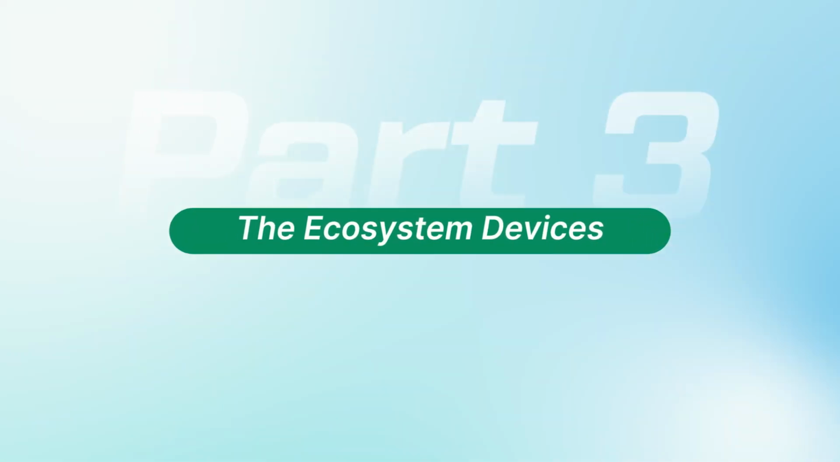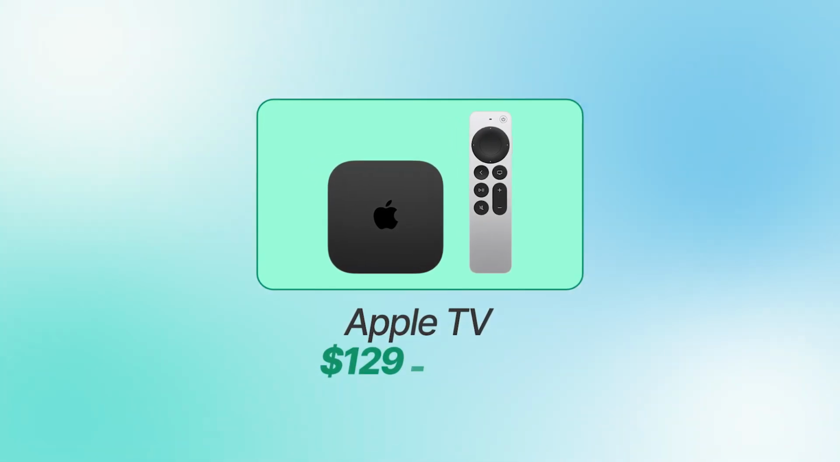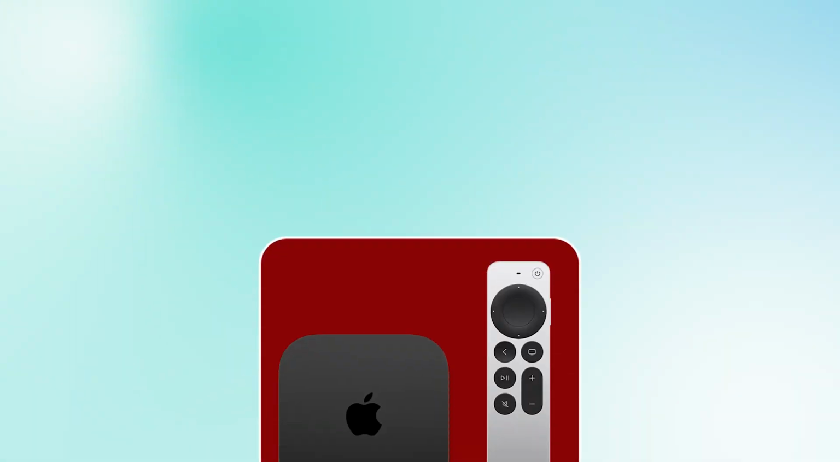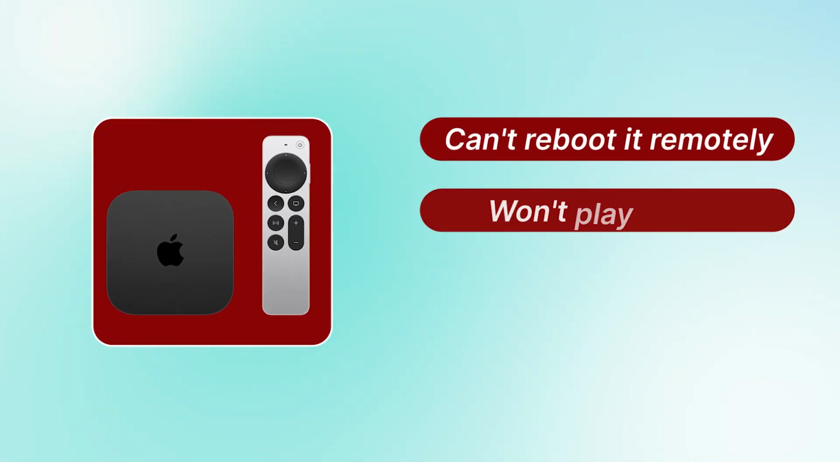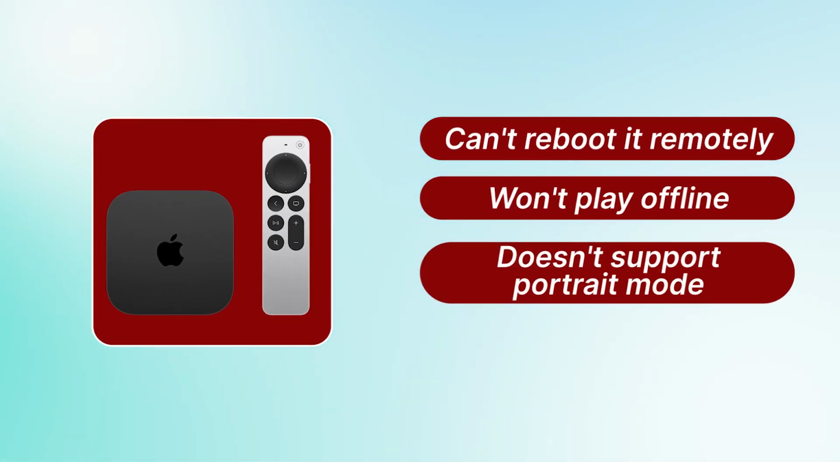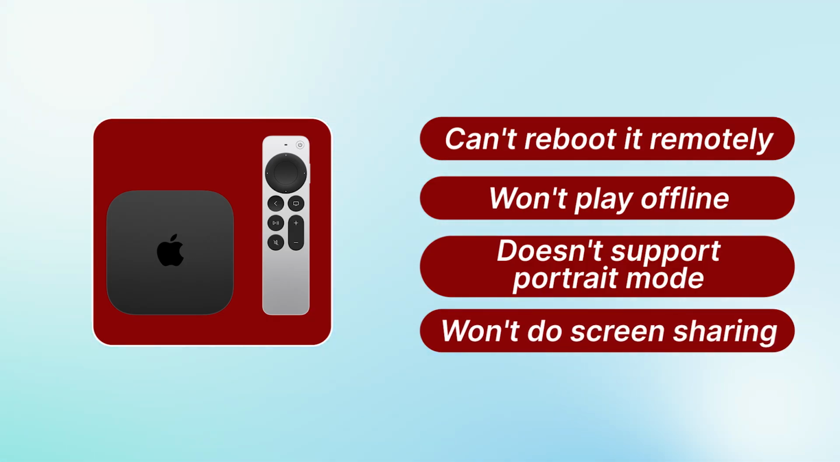Now, let's move on to the ecosystem devices. These are the Apple and the Google options that make the most sense if your school is already all in on one of those. If you're an Apple school, an Apple TV costs about $129 to $149, and it plugs into whatever system you're already using to manage the Apple devices at the school, and it works fine for basic signage. But it does have its limits. You can't reboot it remotely, it won't play offline, it doesn't support portrait mode, and it doesn't do screen sharing the way that an Android or Windows or Linux player will do.